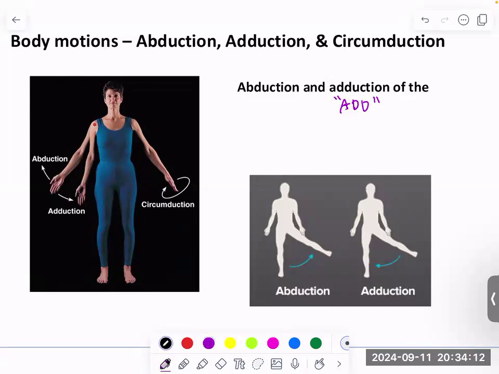What happens when somebody says, I hope I don't offend anybody, they were abducted? They go away from the planet. Abduction, away from the body. Adduction, you're adding it to the body. Abduction away, adduction closer.